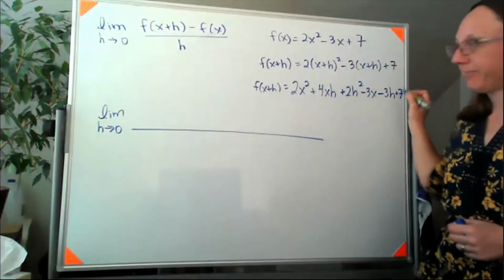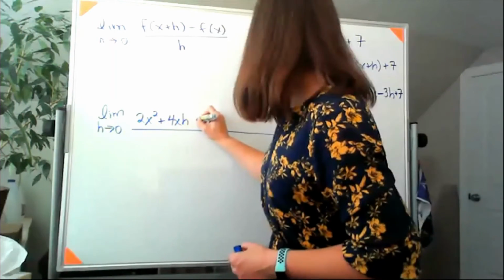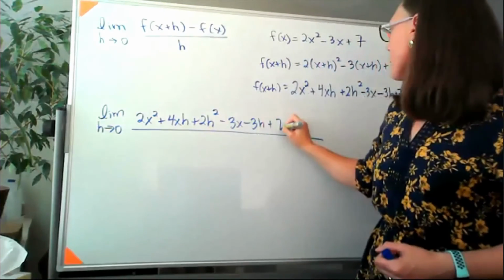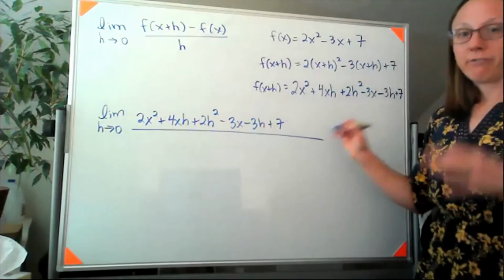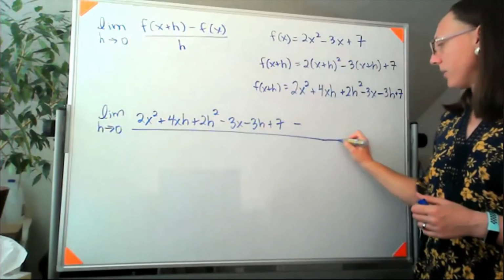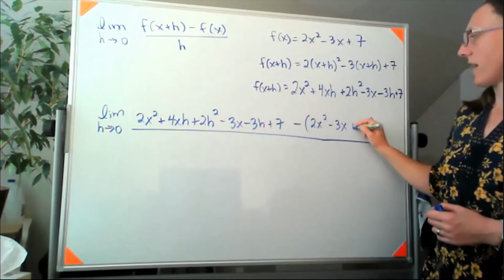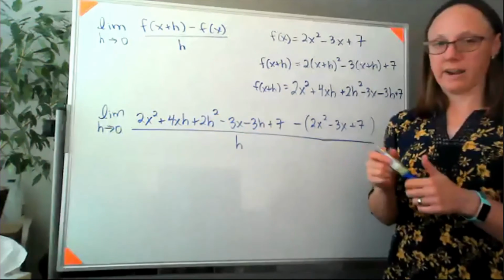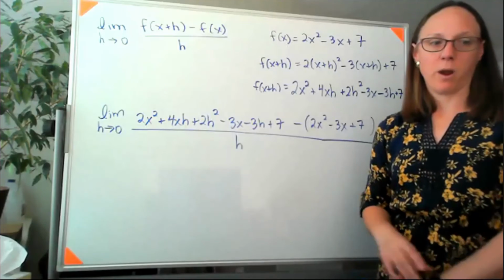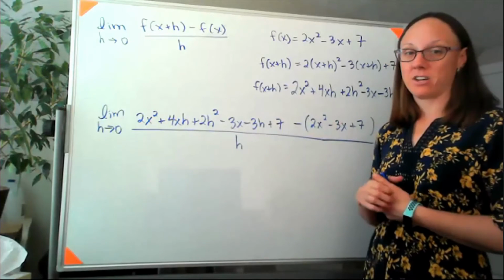So I got all that. 2x squared plus 4xh plus 2h squared minus 3x minus 3h plus 7. And from that, I'm subtracting off my f of x. And I'm going to be careful to put my f of x in parentheses. 2x squared minus 3x plus 7, whole thing over h. Our goal, whenever we're doing these limit definition of the derivative problems, is that somehow the top is going to simplify so that I can cancel out that h that's in the denominator.